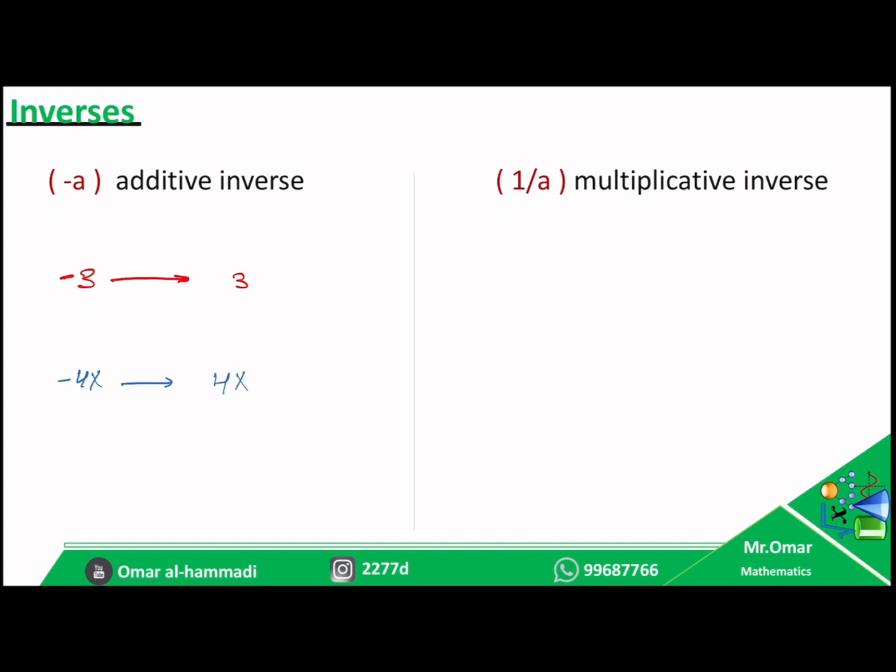And that's it. But the multiplicative inverse of a is 1 divided by a, 1 over a. For example, we have 3. The multiplicative inverse is what? 1 over 3. But, for example, if we have minus 3x, the multiplicative inverse will be 1 over minus 3x. The same thing for the rest.